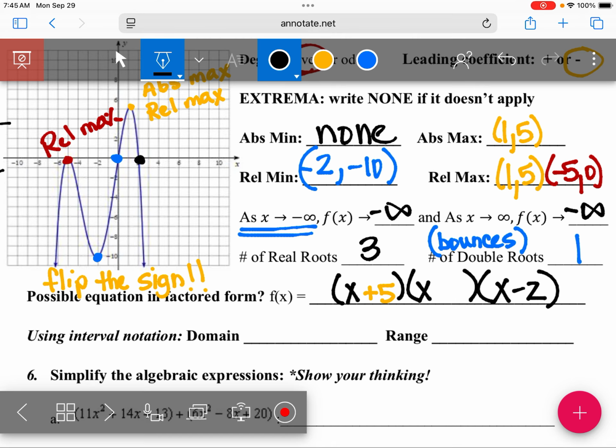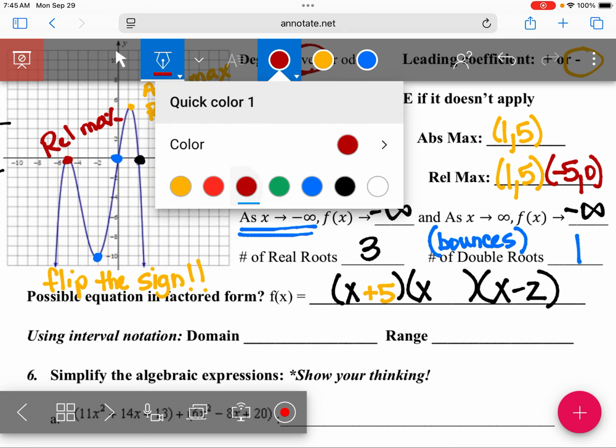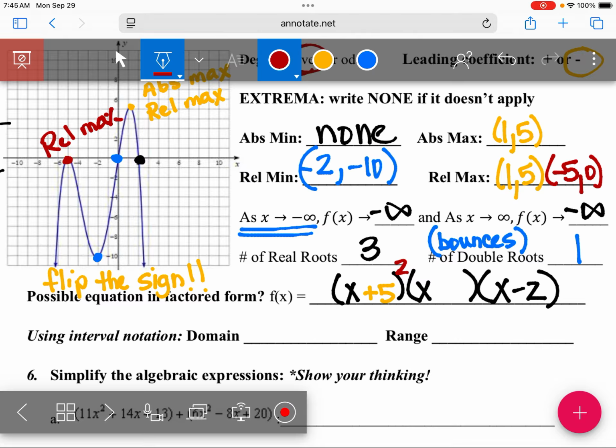Now, notice that one of them bounces. It bounces off where it says -5, which means that you have to, this is really important, put a square on that factor. Anytime it bounces off, you have to square it. And the last thing, because this is a negative leading coefficient, you have to start it with a minus sign. You could put a -1 in the front.